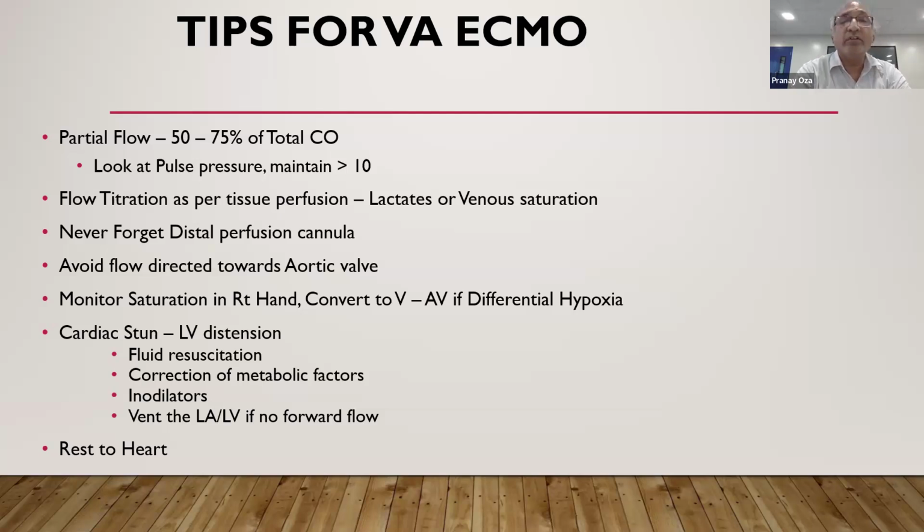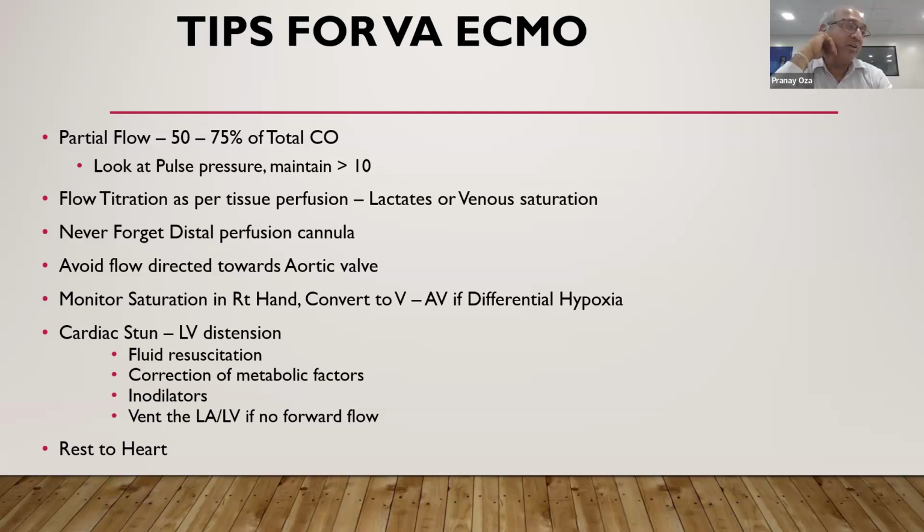So you look at lactates or venous saturation. If that is improving, that means your flow is adequate. If that is not improving, it means your flow is not adequate. Never forget to put a distal perfusion cannula. Avoid flow directed towards the aortic wall because that will increase the regurgitation and damage the aortic wall. Monitor saturation in the right hand just to diagnose differential hypoxia, and if required, you might have to switch over to VAV ECMO to manage the differential hypoxia.